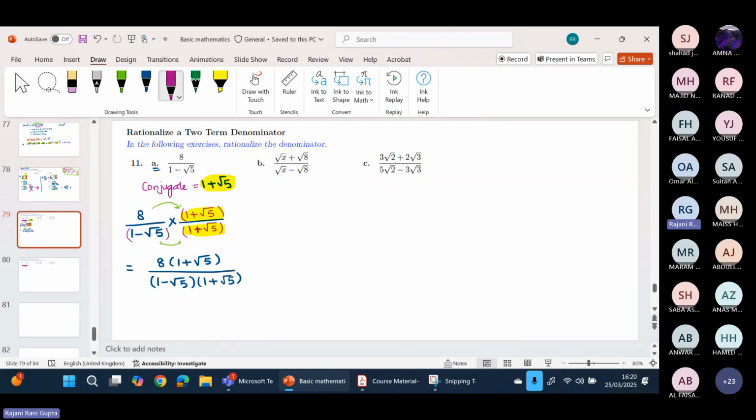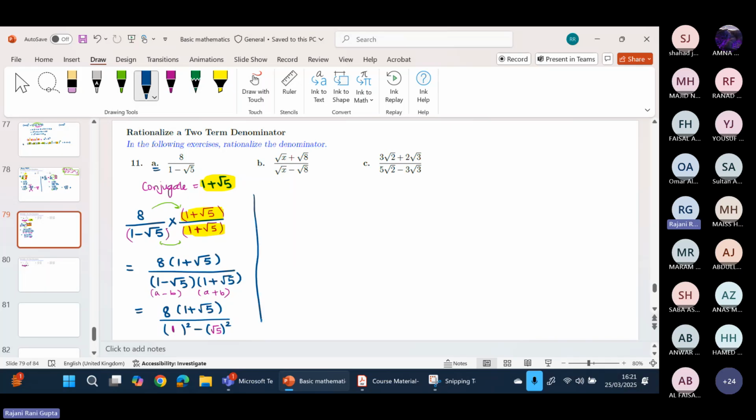Now see here, you will use that formula, A minus B, A plus B. So this will give you which number power 2 minus which number power 2? Anyone? What is A? 1. And B is root 5.